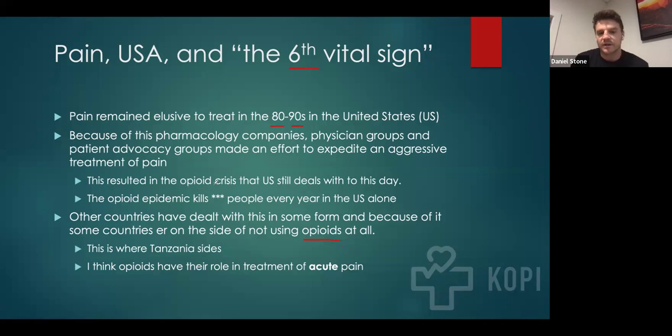But we also have an opiate crisis that endemically kills hundreds of thousands of people. I forgot to fill in this number, but it's a lot of people, both directly and indirectly, every year in the United States alone. That being said, I do want to talk a little bit about opioids because I know that they're used extremely sparingly in Tanzania. I do think that they have a role for treatment in acute pain, so we're going to talk a little bit more about that.